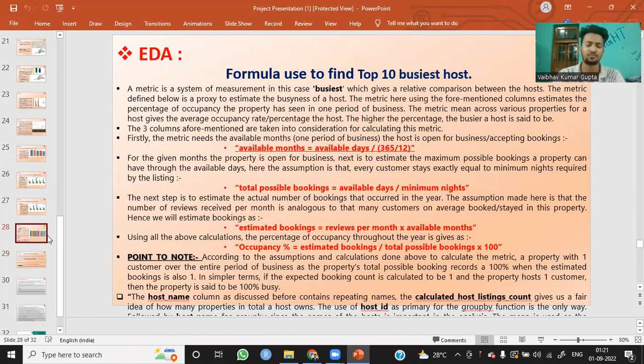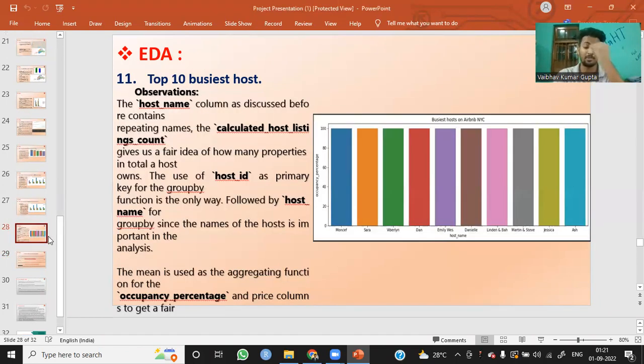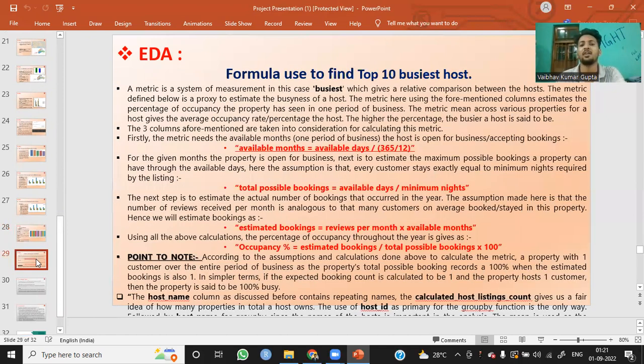there can be many columns which can contribute to this question. Some people can say number of reviews can work. Some people can say availability can work. So after so much discussion, we were able to figure out the metrics. So I will just explain the metrics.